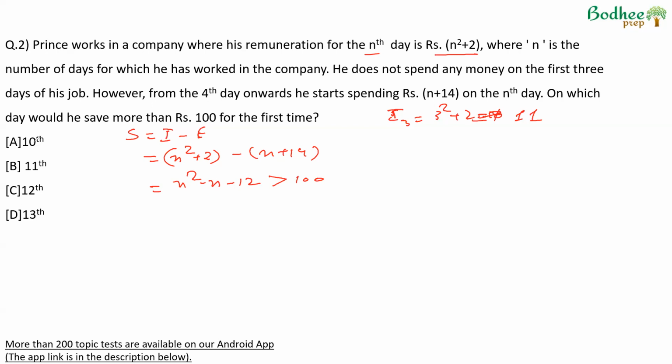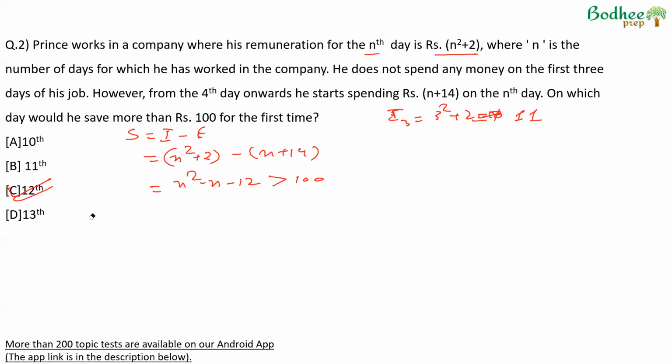If we simply put the values of n as 10, 11, and 12, we can see. If you put n as 10, 100 minus 10 minus 12 will not be more than 100. 11, 121 minus 11 minus 12 will not be more than 100. 12, 144 minus 12 minus 12. This will be more than 100. So 12th day is the answer.